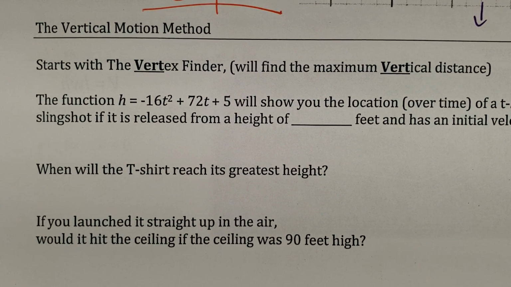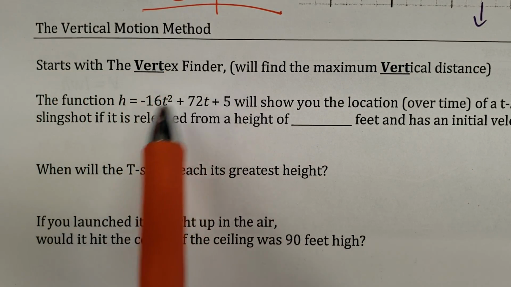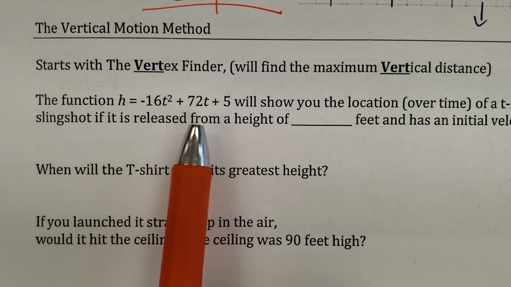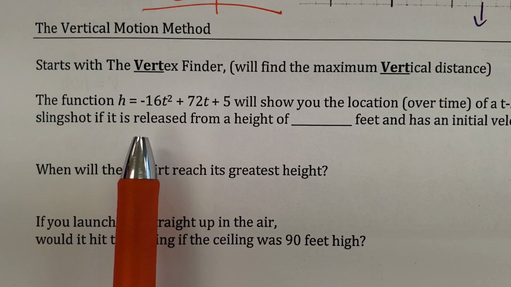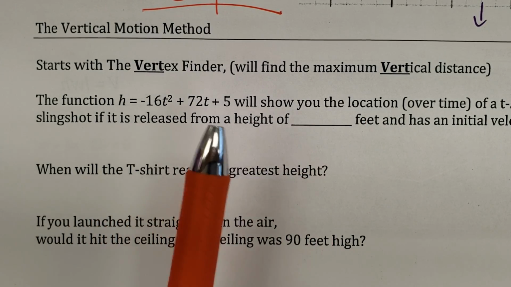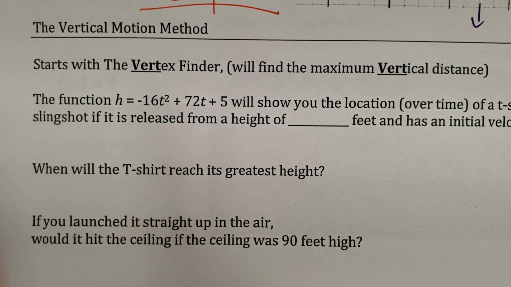All right, let's use this with a real life problem here. Let's start with the vertex finder. This is called the vertical motion method. If you have the vertex finder, for any type of gravity function, when you're throwing stuff up in the air against gravity, you can instantly figure out the time. You can figure out the time it's at its max height. Then once you figure out the time, you can plug it back in to get the max height.